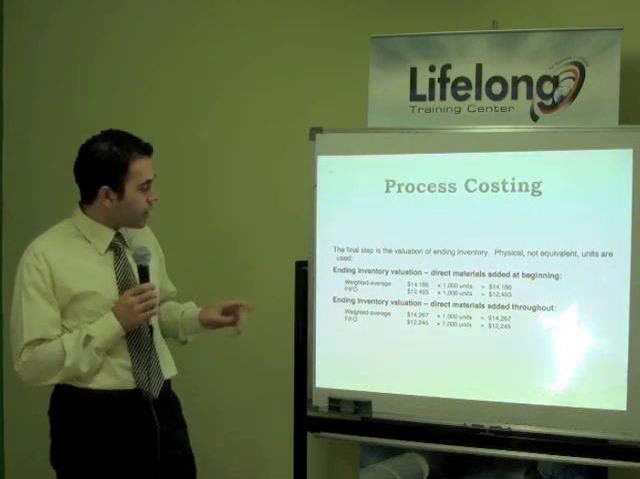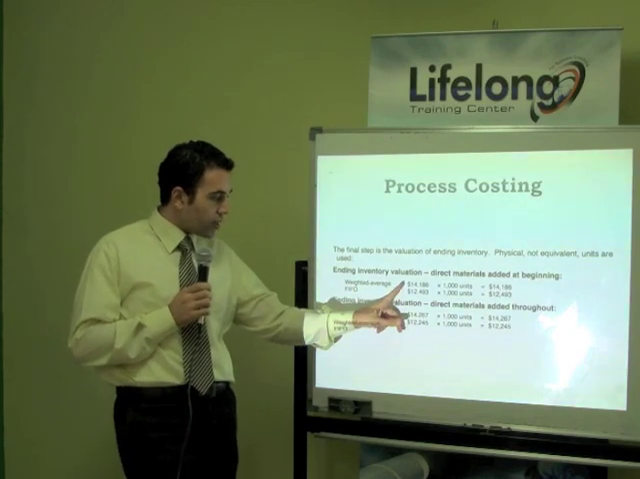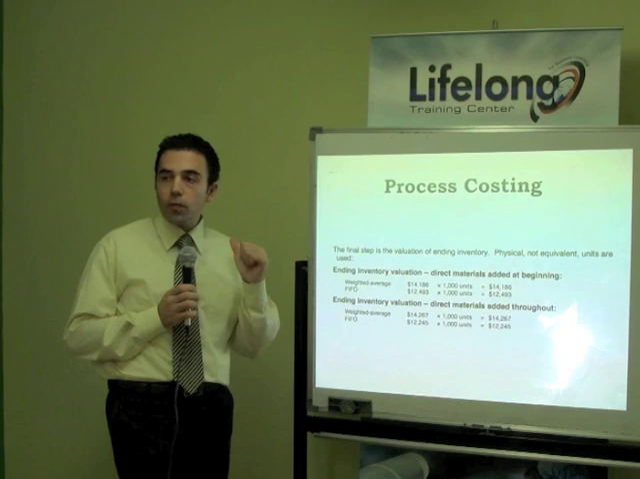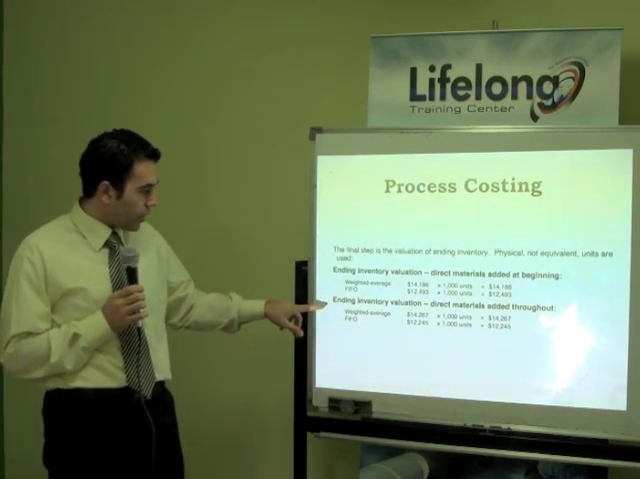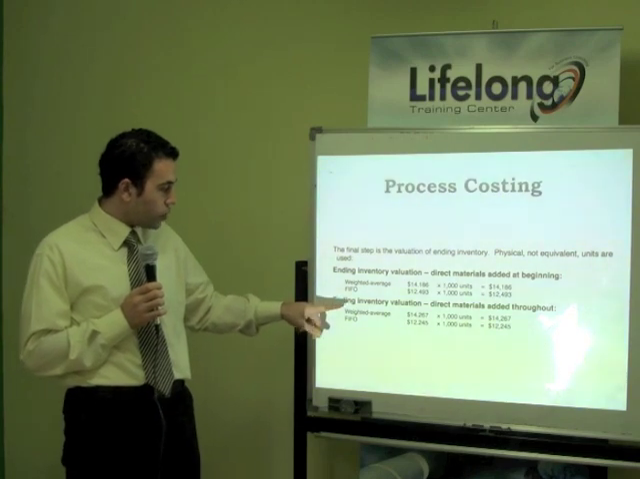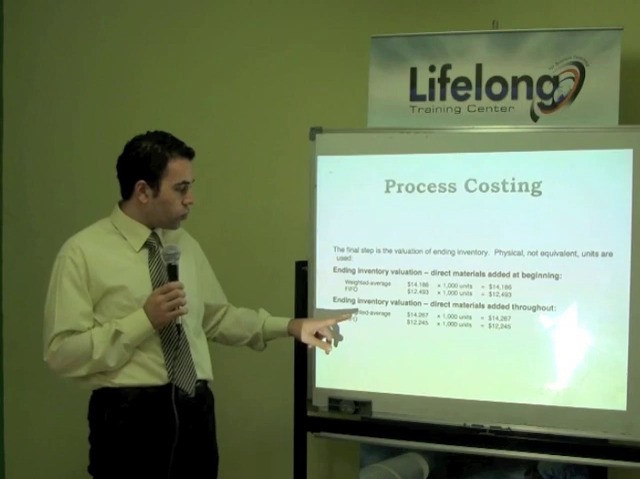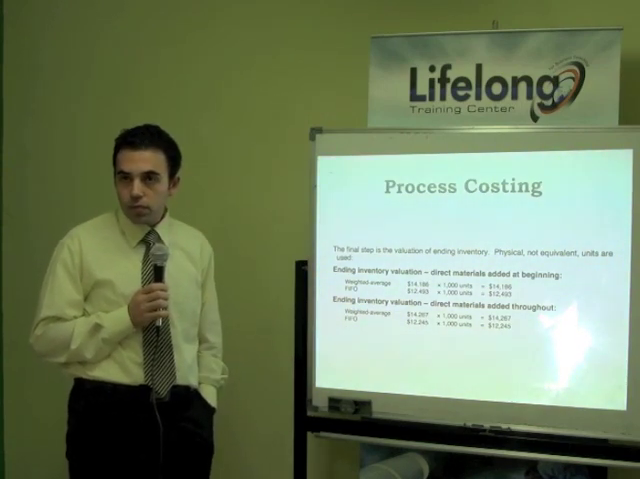Now for you to understand the ending inventory valuation, you say, okay, how much is it costing us, multiplied by 1,000 units left, so you figure out what is the value of ending inventory. And for the ending inventory value for materials added throughout, you do the same thing. Clear?